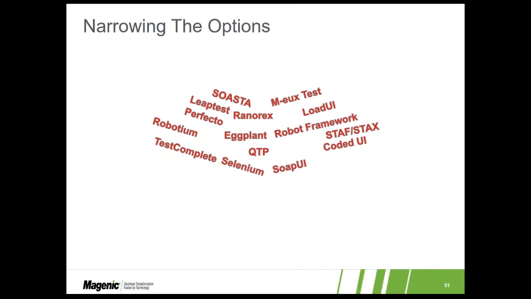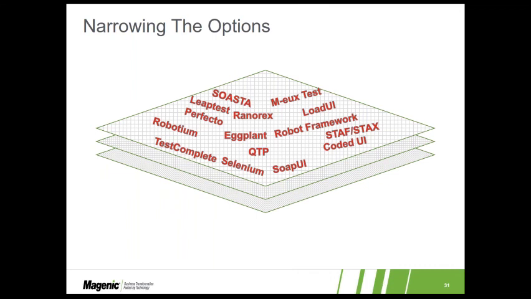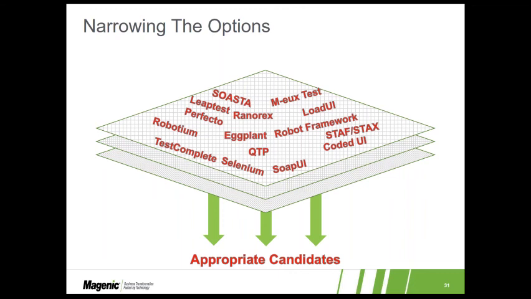So really all we're talking about here is narrowing the options. You've got this big sea of tools and frameworks to choose from. And each of these, the strategy, the audience, and the environment, are all about filtering down into a digestible and manageable set of appropriate candidates.